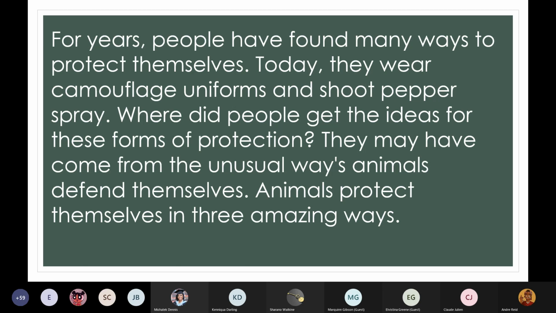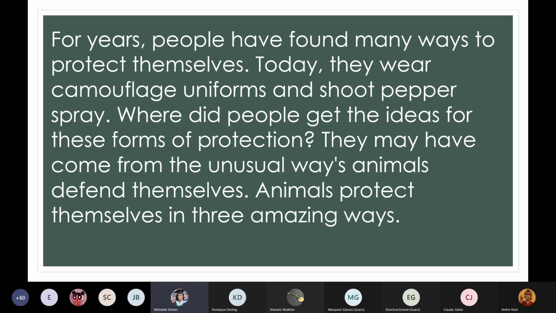Alexander, we wanted the specific sentence. All right. People have found many ways to protect themselves, Debriana says. Okay, so Christelle was correct. Am I correct, Ms. Joaquin? Yes, Christelle and Debriana are both correct. Yes, you guys are correct. So this is your topic sentence.